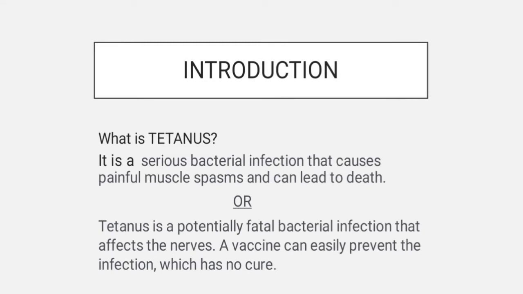Introduction. First of all, what is tetanus? Tetanus is a serious bacterial infection that causes painful muscle spasms and can lead to death. Or tetanus is a potentially fatal bacterial infection that affects the nerves. A vaccine can easily prevent the infection, which has no cure.